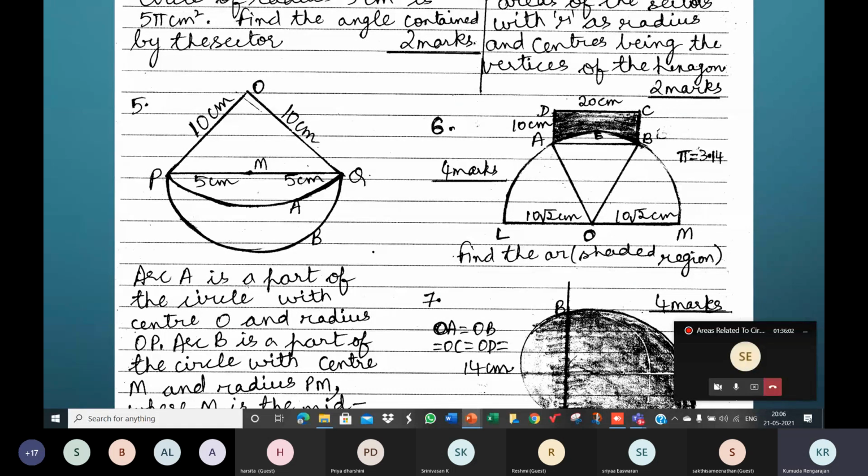Have you understood the procedure to find the area of the shaded region? Yes, ma'am. Tell me. Ma'am, area of the rectangle minus area of the segment. Okay, area of the rectangle minus area of the segment. How do we find the area of the segment?